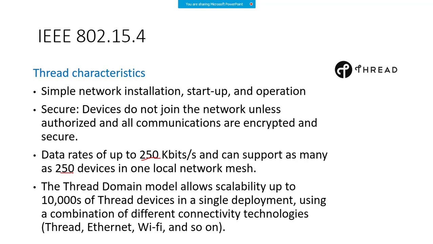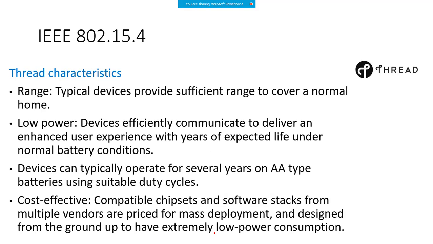So for example, if my requirement is to have only 250 devices, probably this could be a good option. But if my requirement is to have 1000, probably I need to go for Zigbee. The Thread domain model allows scalability up to 10,000 Thread devices in a single deployment using a combination of different connectivity technologies like Thread, Ethernet, Wi-Fi, and so on. So those kinds of interconnections are also possible.